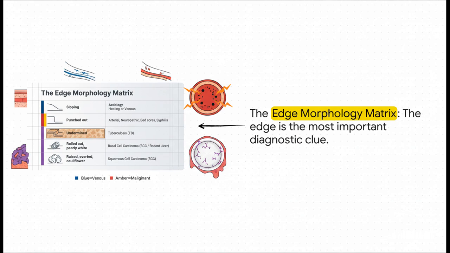If you remember one thing today, make it this: a gently sloping edge points to a healing ulcer or a venous one. A sharp, punched-out edge, you should be thinking arterial, neuropathic, or even syphilis. An undermined edge, where the skin literally hangs over the base, that's a classic sign of tuberculosis. A rolled, pearly white edge is the hallmark of a basal cell carcinoma, a rodent ulcer. And finally, if you see a raised, everted edge that looks a bit like a cauliflower, you must suspect squamous cell carcinoma. This is pure gold for your exams.